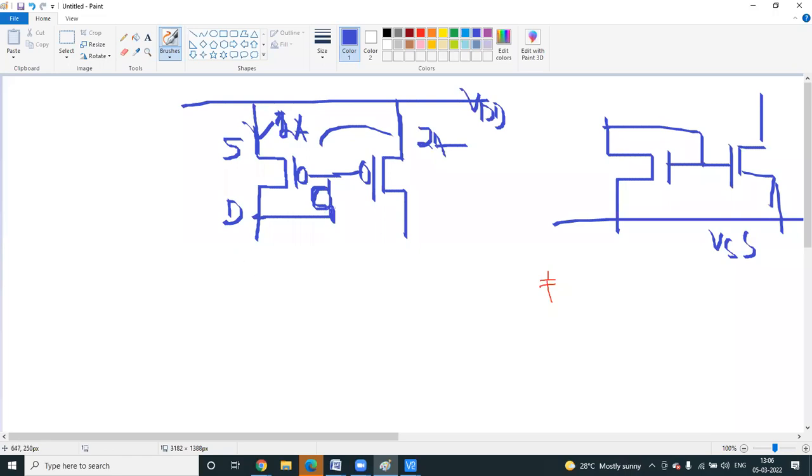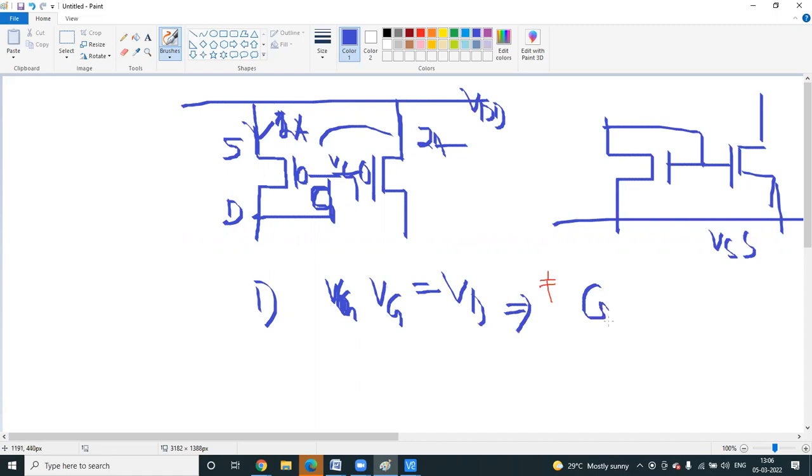So for a current mirror, we have two conditions. One is that gate and drain should be shorted. If gate and drain are shorted, then whatever the gate voltage, the drain voltage should be the same. Condition 1, gate and drain should be shorted.